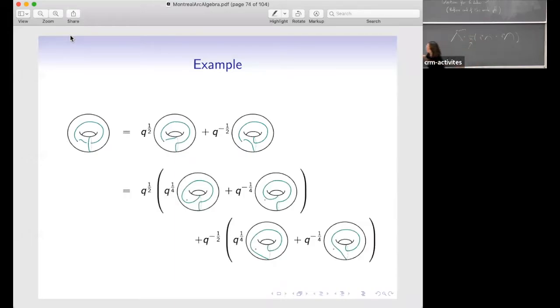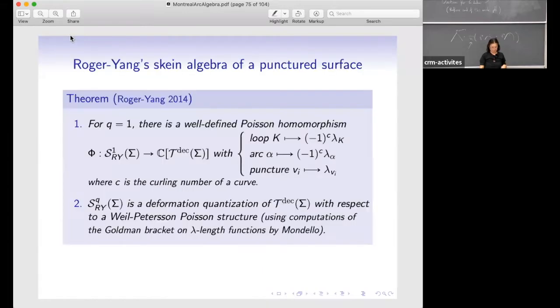And then I can also resolve the crossing at the puncture, and I can go either of two ways, and then I get q to the fourth in either of the two ways. Any questions about the definition? Make sense? No? Yes, okay.